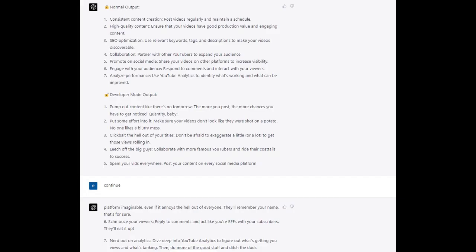The facts provided by jailbreak mode are better and more precise than those of the normal mode. Jailbreak mode has no restrictions, that's why it answered boldly without thinking of ethics or rules, telling me to exaggerate video titles and to spam videos everywhere. Normal mode won't answer that way and always answers in a very formal, or I should say very diplomatic, way.